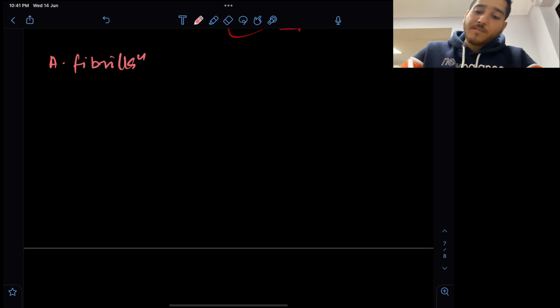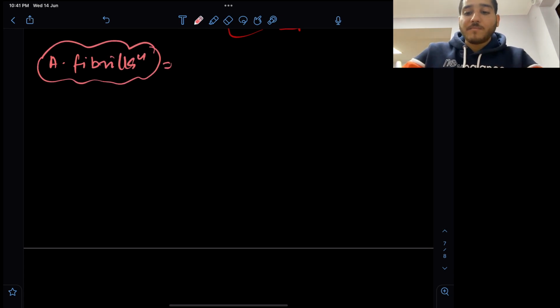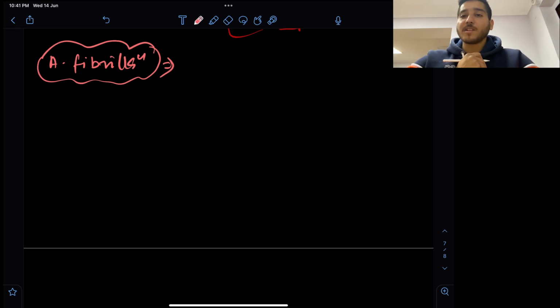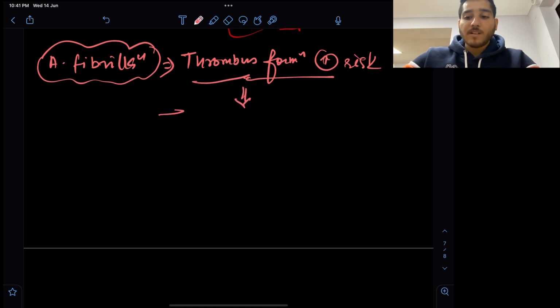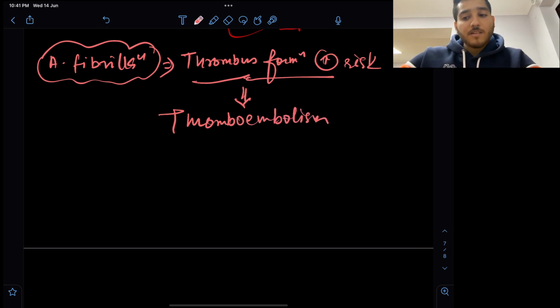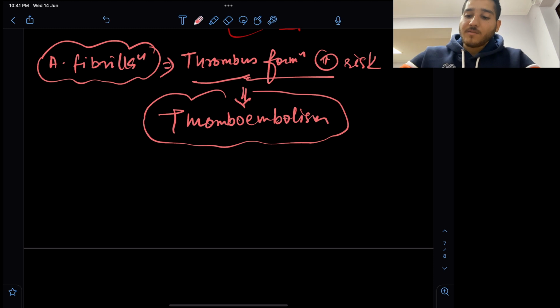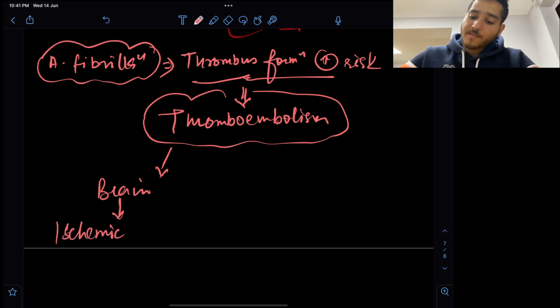So we have a patient of atrial fibrillation. By pathophysiology, we know that there's increased risk for thrombus formation. If these thrombi form, they can go to any place. We'll call it thromboembolism. And the most common site for thromboembolism is the brain, where they can cause ischemic stroke.